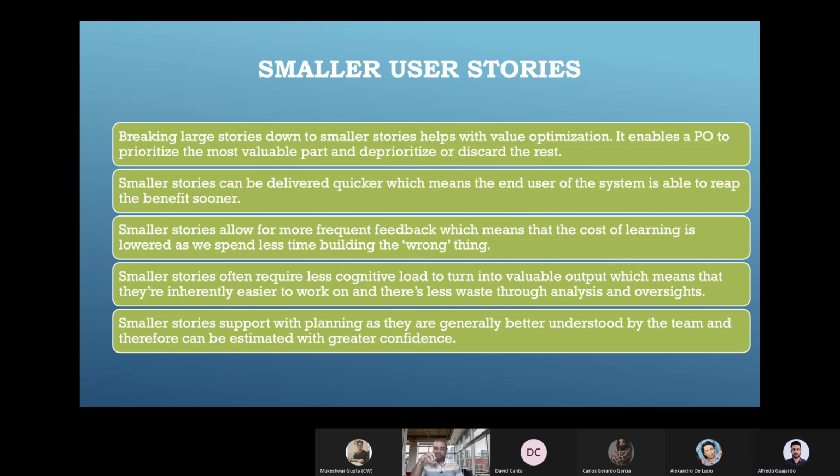But when you have smaller stories, then very frequently the product owner and the end customer can see what is happening. So the smaller stories allow for more frequent feedback, which means that the cost of learning is lower and we spend less time building the wrong thing. Okay, it's the same cycle.